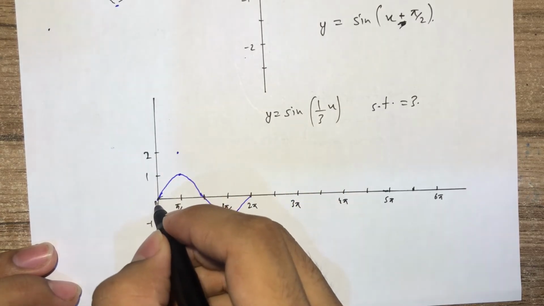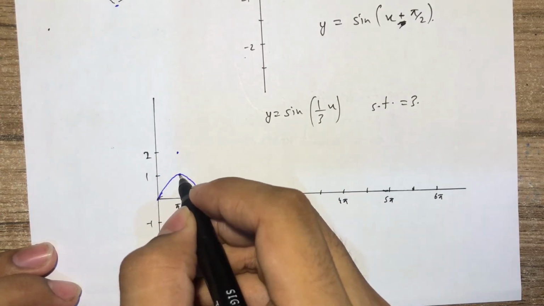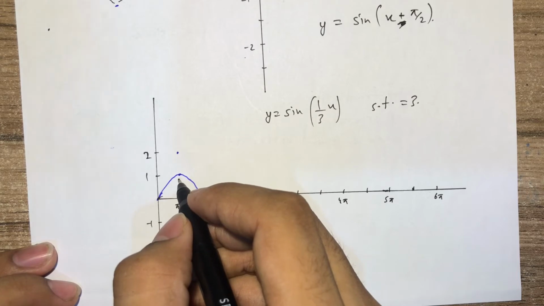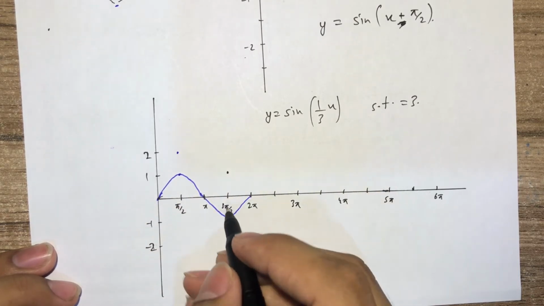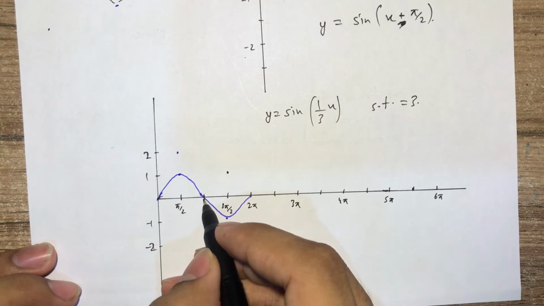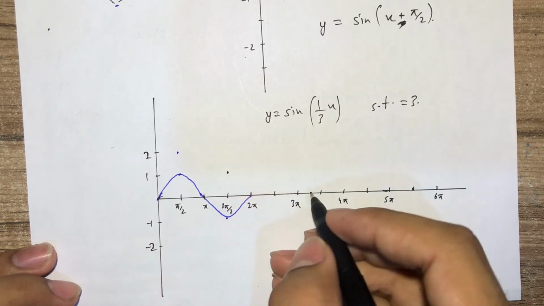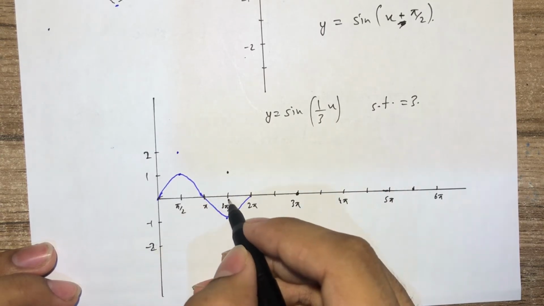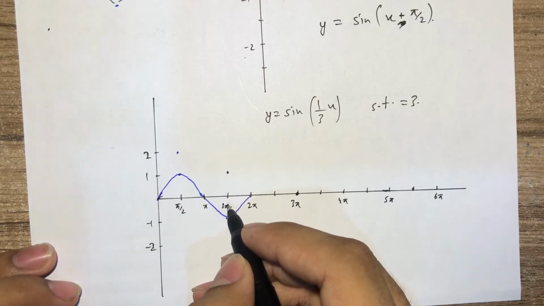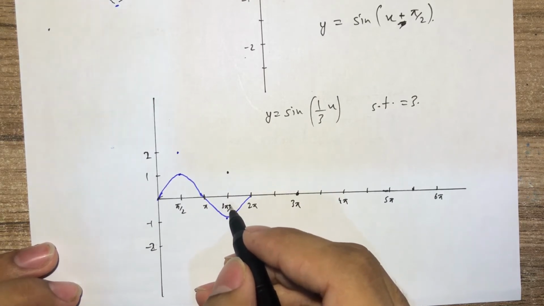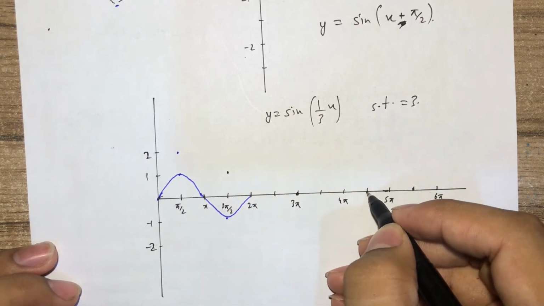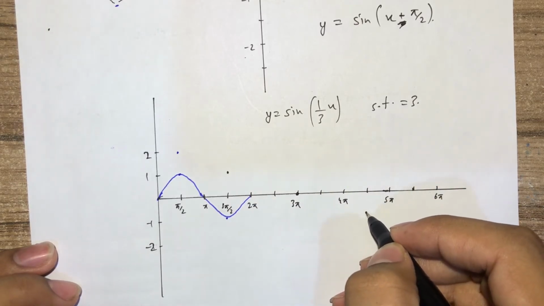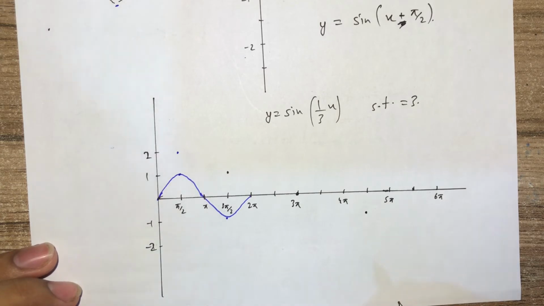So 0 times 3 will be 0. Now the distance of this is pi by 2. So pi by 2 times 3 will give 3 pi by 2. So this will move here. Now this is pi, the distance of this point is pi. Pi multiplied by 3 will be 3 pi. This is 3 pi by 2. 3 pi by 2 multiplied by 3 is 9 pi by 2. 9 pi by 2 is 4.5 pi, right? So it will be over here somewhere between 4 and 5 pi.